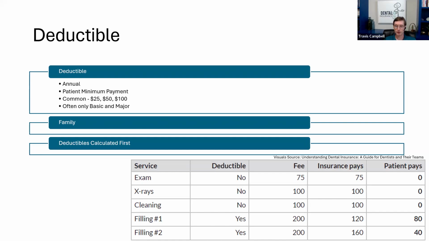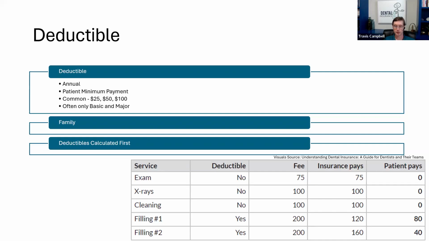The thing to think about with deductibles is they may change how you estimate. For instance, if you have a filling, your fee is 200, therefore insurance is going to pay, let's say, 120 of that. That's not 80%, even though, like we talked about, 80% is the most common. That's because insurance, if it has a deductible, is going to pull off that deductible first. So they're not going to pay 80% of the 200. They're going to pay 80% of the 200 minus 50, or the 150. And that's how you get to that 120. So the insurance on the first filling will pay 120 and the patient pays 80. But for filling number 2, the deductible is already met.